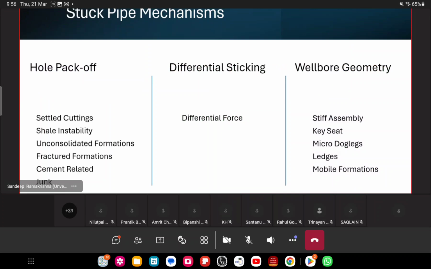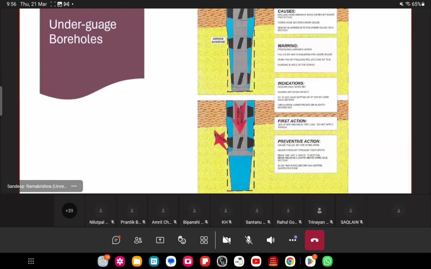Rare encounters, but around the world there are many places where you have these salt diapirs and they are moving around. And of course, undergauge holes. Many a time, we ourselves, for the purpose of coring or for the purpose of easy drilling, sometimes drill undergauge holes intentionally, and then we ream them to make them a bigger size.